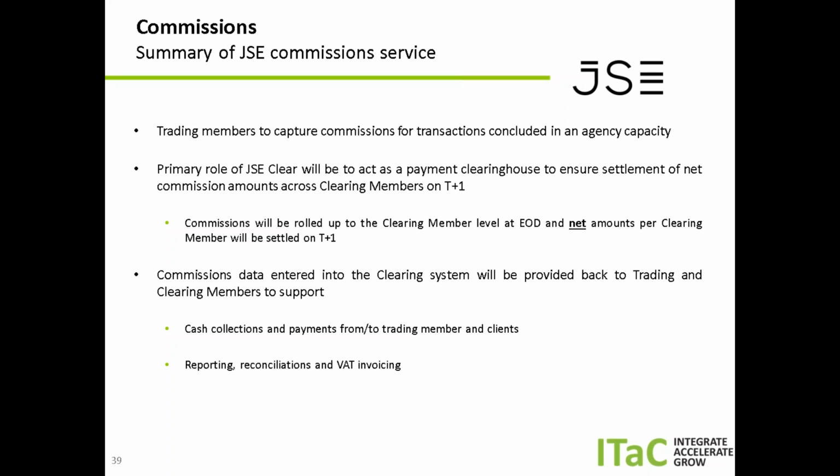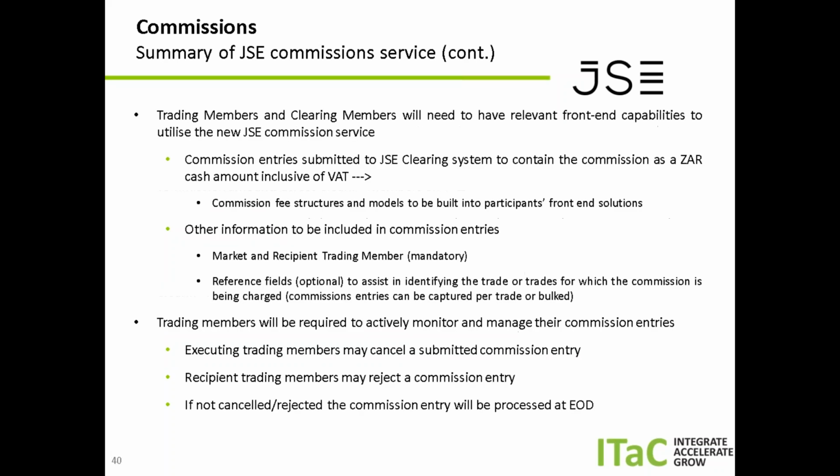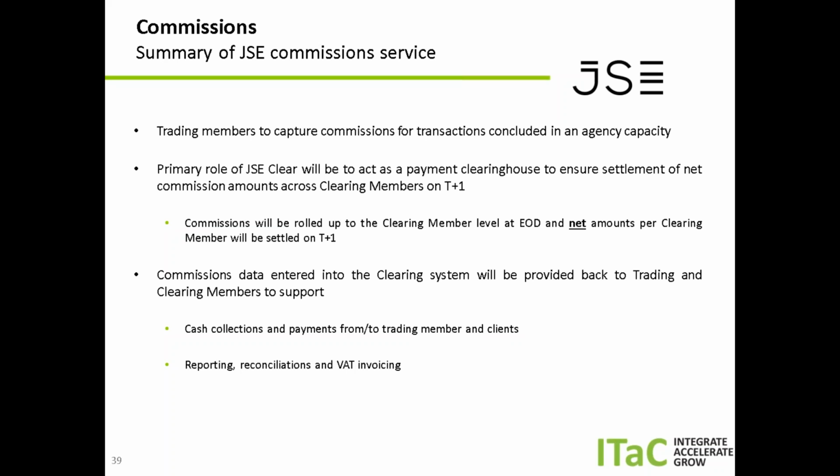We will aggregate all the commissions across the trading members' accounts to the clearing member, and then we will make sure that the commission flows the way it needs to, just like we would for variation margin. So it's a similar kind of concept. So commissions data is entered into the clearing system and will be provided back to the trading member and clearing members. And the reason why you need this information is for you to facilitate your cash collections and payments from your trading members and your clients. And then it also facilitates your reporting and reconciliations and your invoicing.